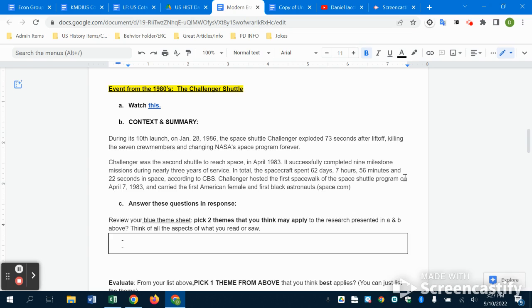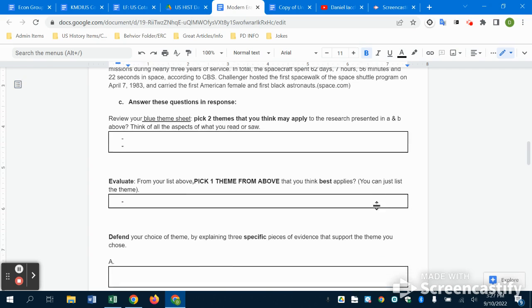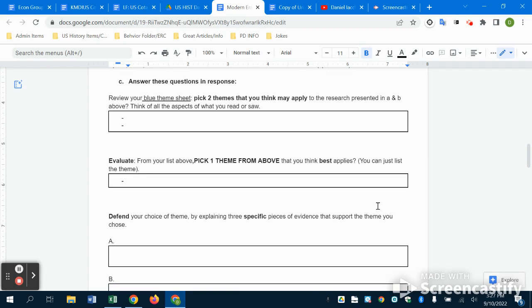According to CBS, Challenger hosted the first spacewalk of the Space Shuttle program on April 7, 1983, and carried the first American female and black astronauts. So here is where you are going to respond.